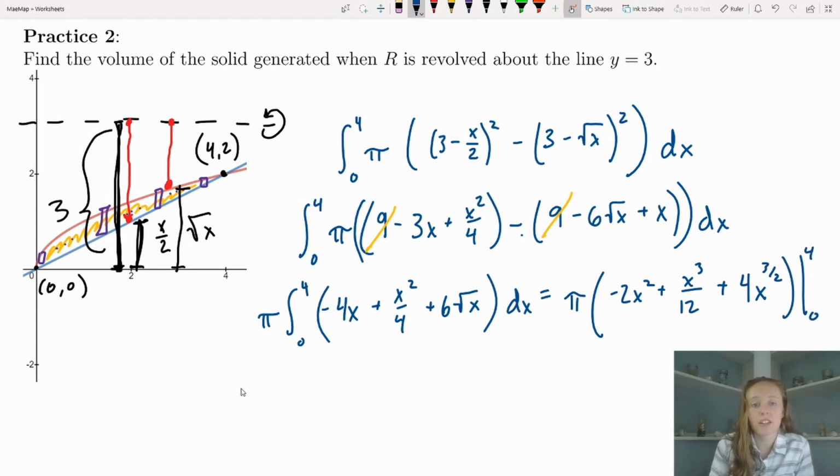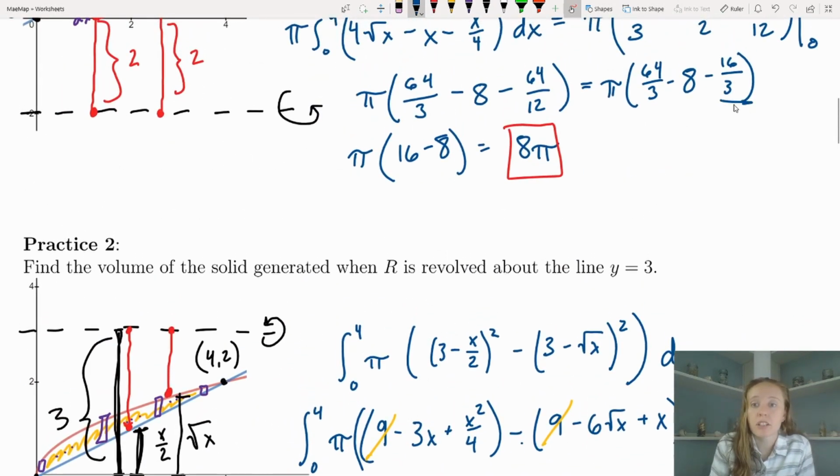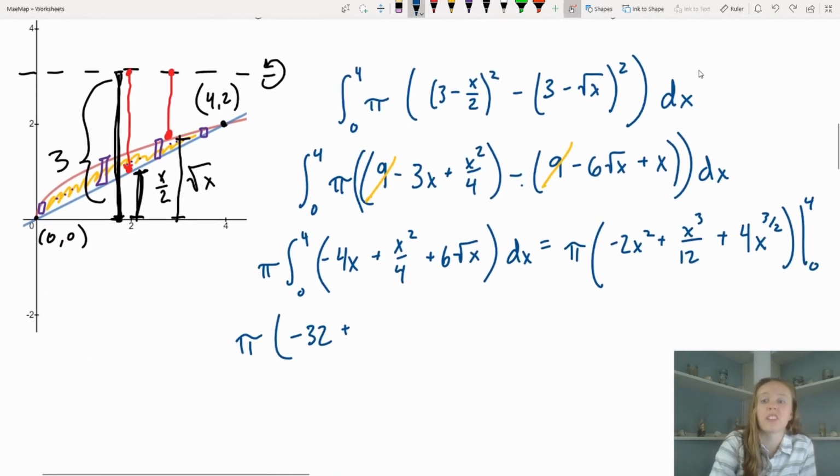So let's go ahead and start by plugging in 4. So I'll get negative 2 times 4 squared is going to be negative 2 times 16, which is negative 32. And I'll be adding that to 4 cubed over 12, which is 64 over 12, which we know from above, 64 over 12 simplified down to 16/3. So I'll go ahead and do that to make my life a little bit easier.